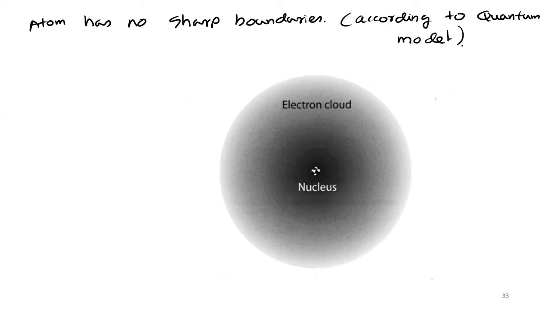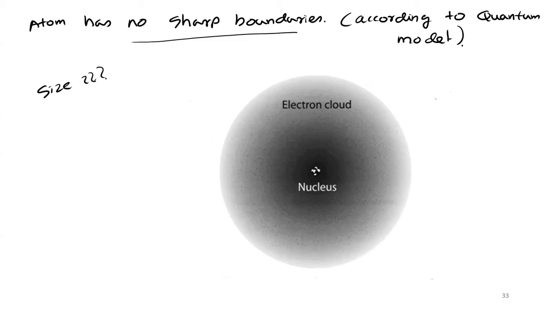So in the quantum model, we are actually talking about the probability of finding an electron in a given place. So it is more like a distribution map. So because of that, we don't have sharp boundaries. It's more like a cloud-like structure. So in that kind of a structure, how can you define size? Now we have an issue of defining size. If we have no sharp boundary, how can we measure a size?